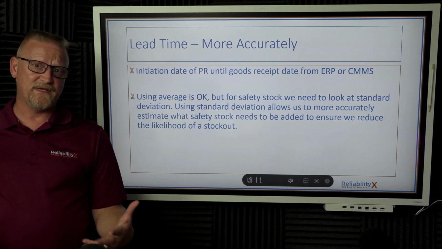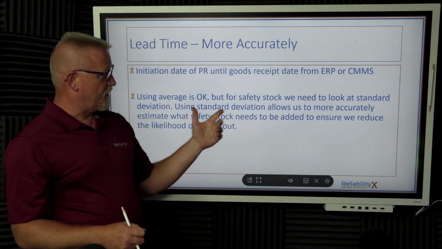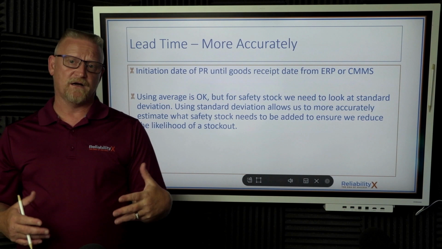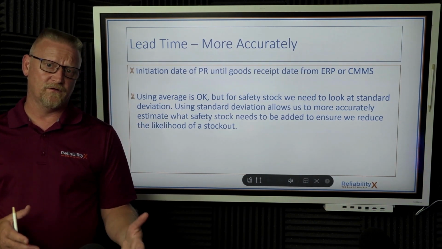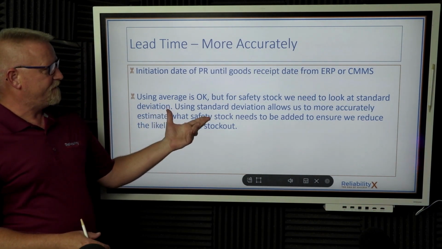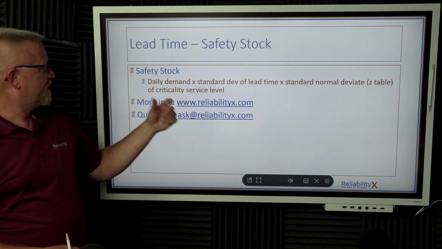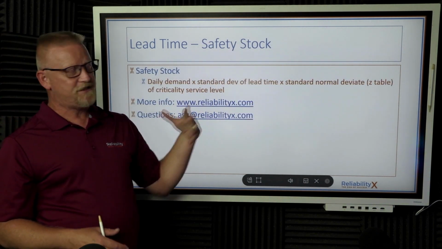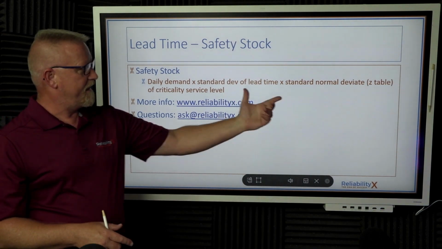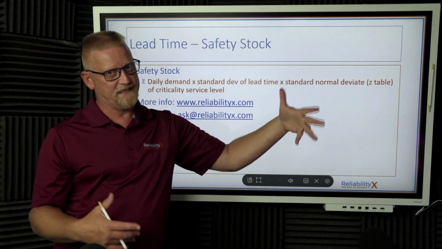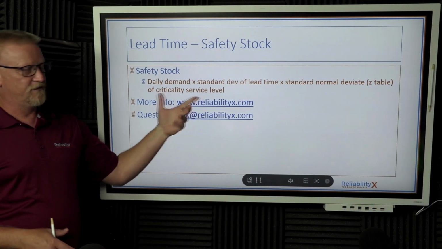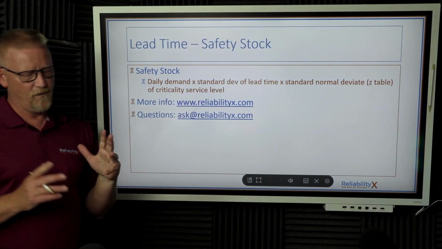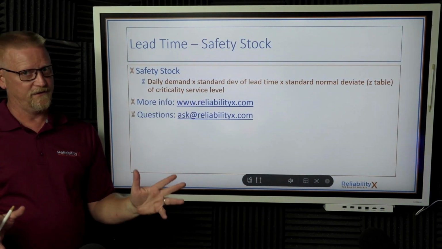Why does it need to be accurate? In order for us to calculate safety stock appropriately, we have to know that lead time. And safety stock is based off of the daily demand times the standard deviation of lead time times the standard normal deviate, or the Z table value of your critical service level. And what do I mean by that? There's a lot of stuff going on here.